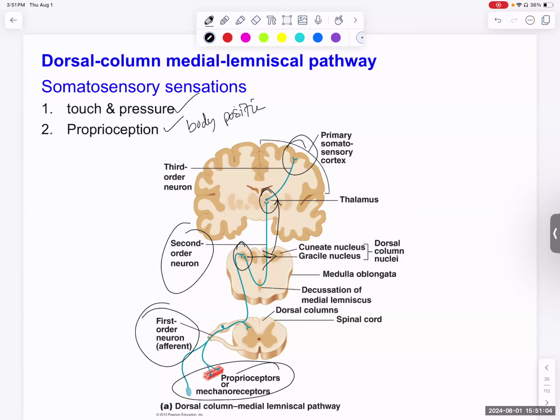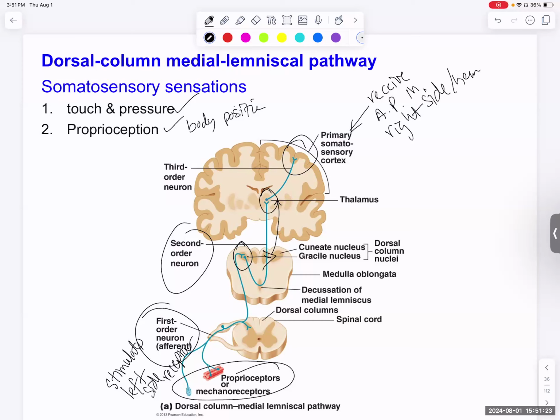That is to say, if you stimulate a left side receptor, you are going to receive action potentials in the right side, or hemisphere, of the brain, in that primary somatosensory cortex, called decussation.